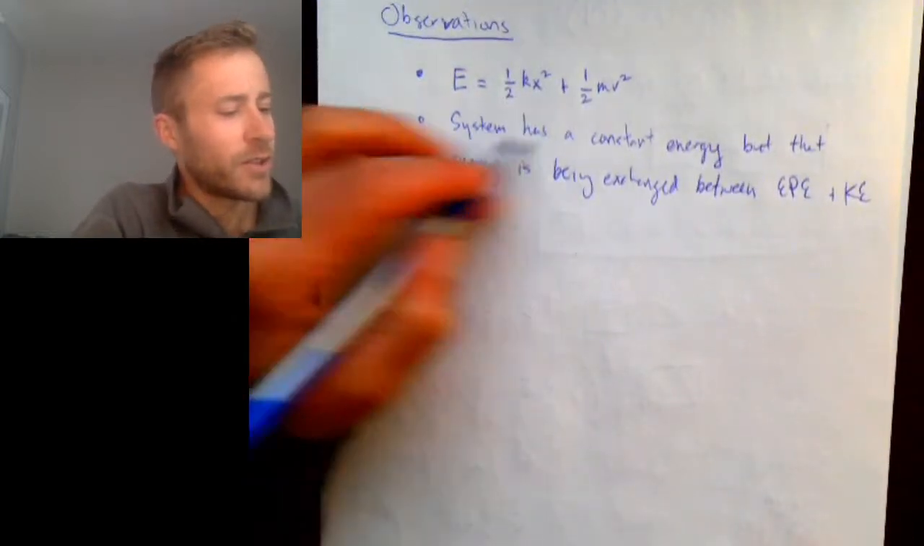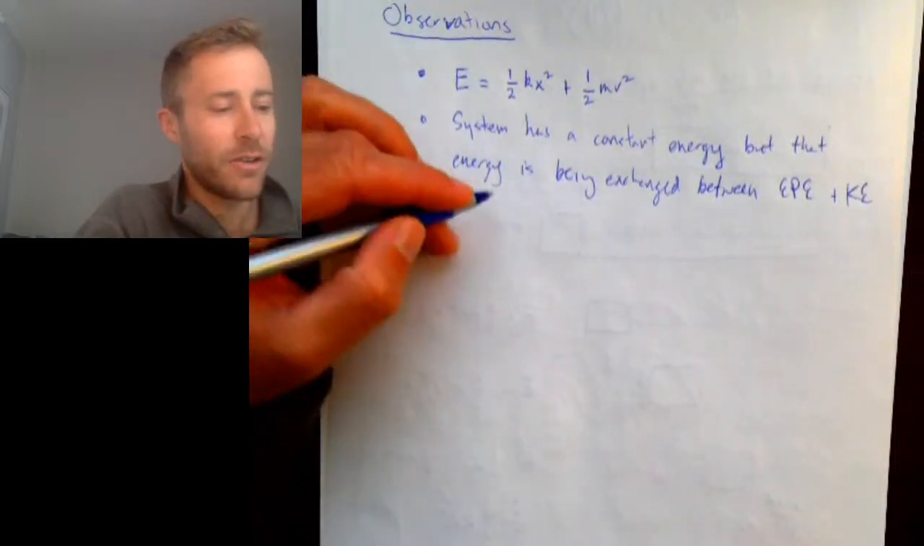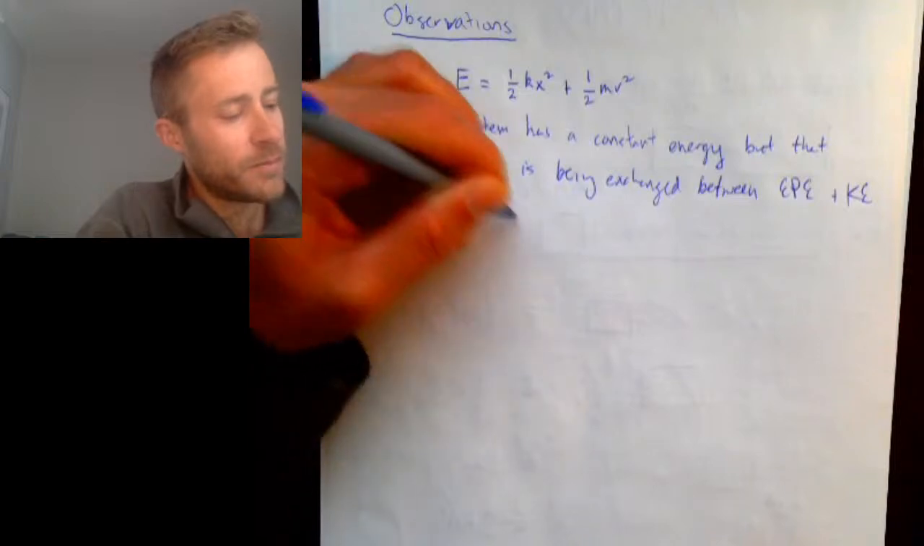So the system has a constant energy, but that energy is being exchanged between elastic potential energy and kinetic energy over and over again.